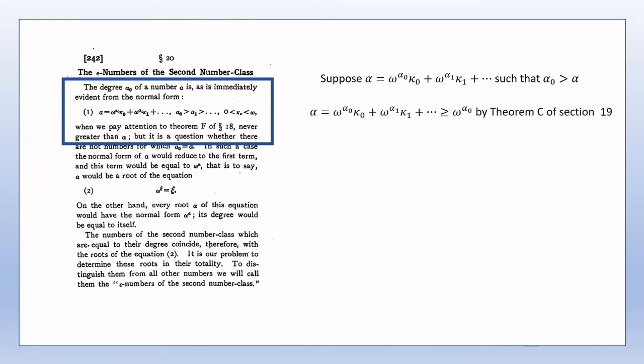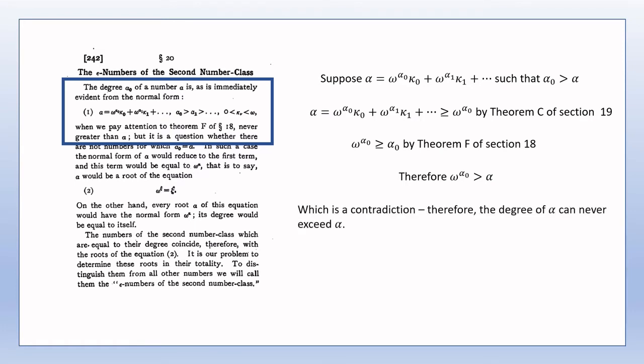Then alpha is equal to omega to the power of alpha naught times kappa naught, plus omega to the power of alpha 1 times kappa 1, plus and so on, which is greater than or equal to omega to the power of alpha naught by theorem C of section 19. But omega to the power of alpha naught is greater than or equal to alpha naught by theorem F of section 18. And so, omega to the power of alpha naught is greater than alpha, which is a contradiction, since we effectively have that alpha is greater than alpha. Therefore, the degree of alpha can never exceed alpha.